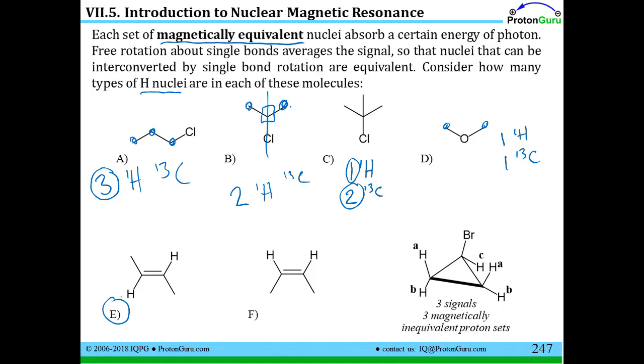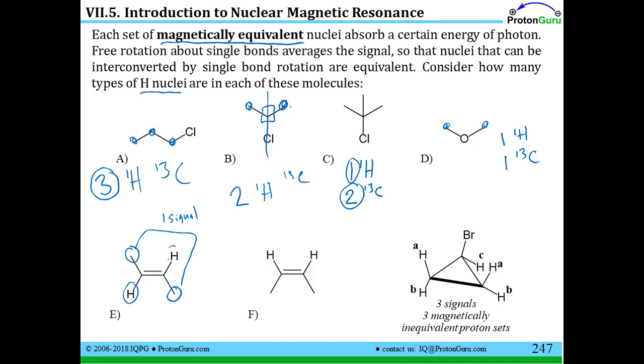How about something like compound E? Well, this is a little bit harder to see. If we imagine an axis going straight into the screen here, and we were to rotate this 180 degrees like a pinwheel, we can see that this CH3 and this CH3 would reflect to one another. Or we can simply flip the molecule around 180 degrees and see those two are the same. So these two are chemically and magnetically equivalent to each other. That would give us one signal for the two sets of CH3s.